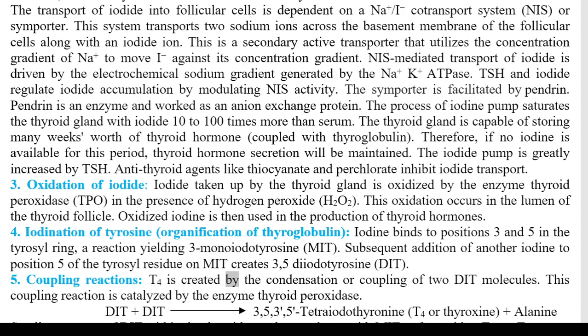5. Coupling reactions. T4 is created by the condensation or coupling of two DIT molecules. This coupling reaction is catalyzed by the enzyme thyroid peroxidase. DIT plus DIT yields 3,5,3',5'-tetraiodothyronine, T4 or thyroxine, plus alanine.